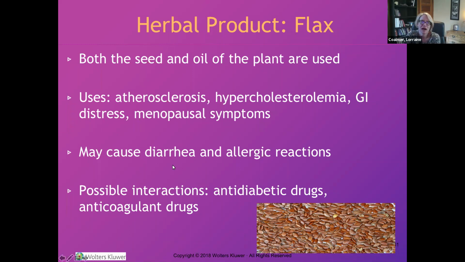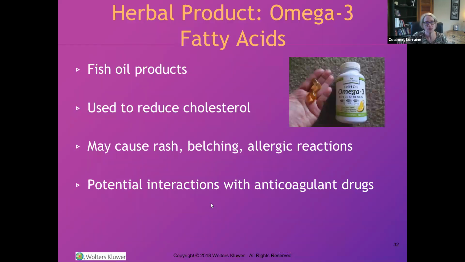So definitely need to slowly increase. If you're going to talk to your patient about this, slowly increase, because it can cause diarrhea. So you want to be very careful, like start small and increase the amounts. Possible interactions: there's your diabetic drug, remember I said it can help me with my glucose, and then anticoagulant drugs as well.